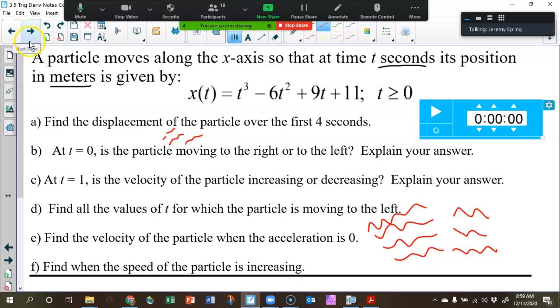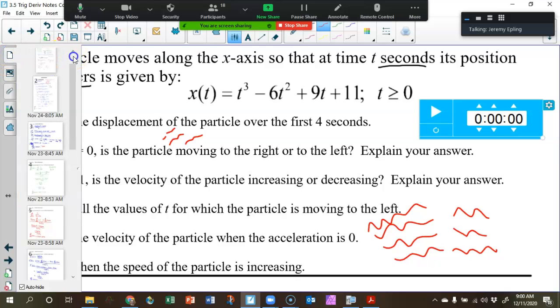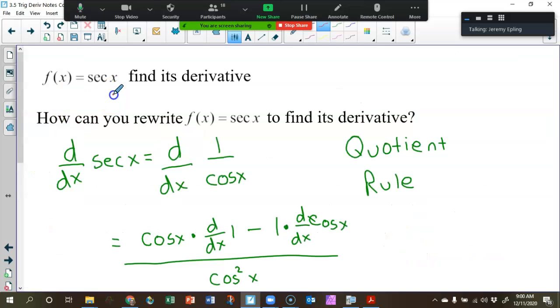All right, if you will grab for me your notes from yesterday where we dealt with our trig derivatives, and you had to finish up last night deriving the derivative of our last 3 trig functions. You already had the answer. You just had to be able to go through, and actually all 3 of them are using our quotient rule.